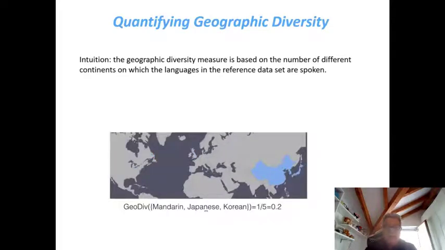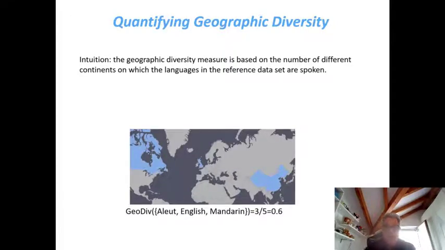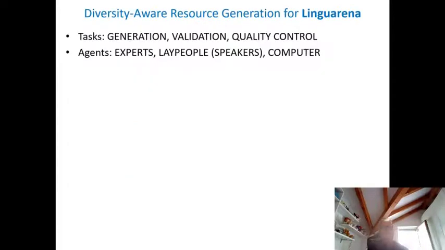Similarly, we can do that for geographic diversity. We can say that Mandarin and Korean are very close geographically and have a low geographic diversity, while English, Chinese and North American languages have very high diversity. Of course, we can compute it in a very simple way, where you just normalize the number of continents involved. Clearly, much more sophisticated measures can be given, but this is the idea of measuring diversity in space. And why do we do that? Yes, that's very useful because we can do a lot of work.